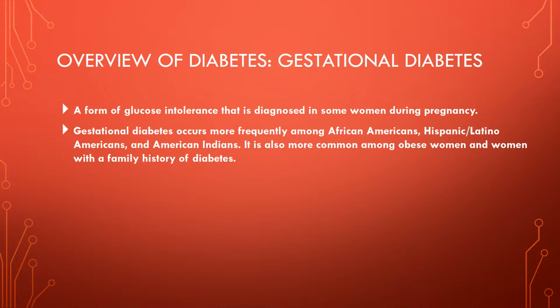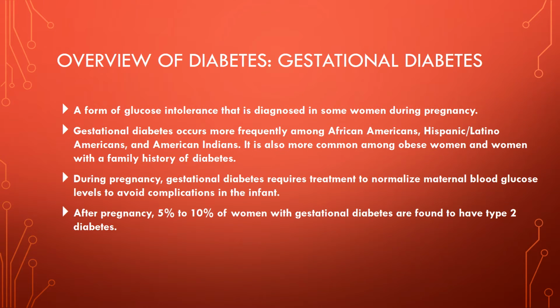There's one more type of diabetes to mention, and this is called gestational diabetes. This occurs occasionally in pregnant women, and it's becoming increasingly common and increasingly problematic as obesity becomes more and more of a problem. It occurs more frequently among African Americans, Hispanic and Latino Americans, and American Indians, so you'll note that the same groups that have higher prevalence of type 2 diabetes also have higher prevalence of gestational diabetes. It's also more common among women who are obese or who have a family history of diabetes.